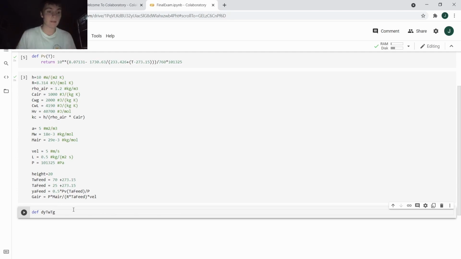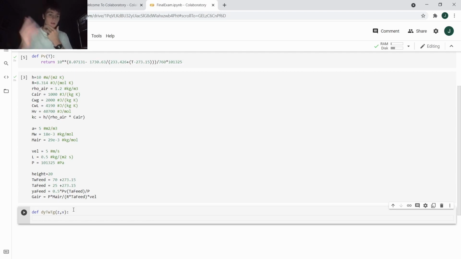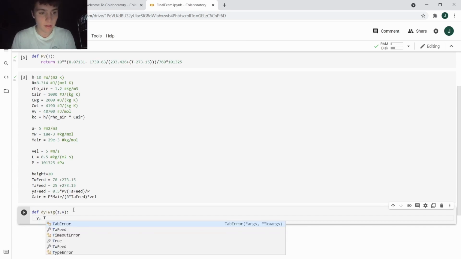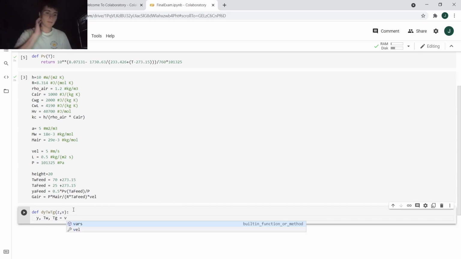wtg. That stands for the derivatives of the mole fraction, the temperature of the water, and the temperature of the gas. And remember that when you put this into solve IVP, it wants the first argument to this function to be your independent variable, so that's z. And then the second would be our dependent variable, so we'll just put that as a parameter v. The dependent variables are y, tw, and tg, so the mole fraction of water, then the temperature of the water, and then the temperature of the gas. That's just equal to our dependent variables, which we said v.